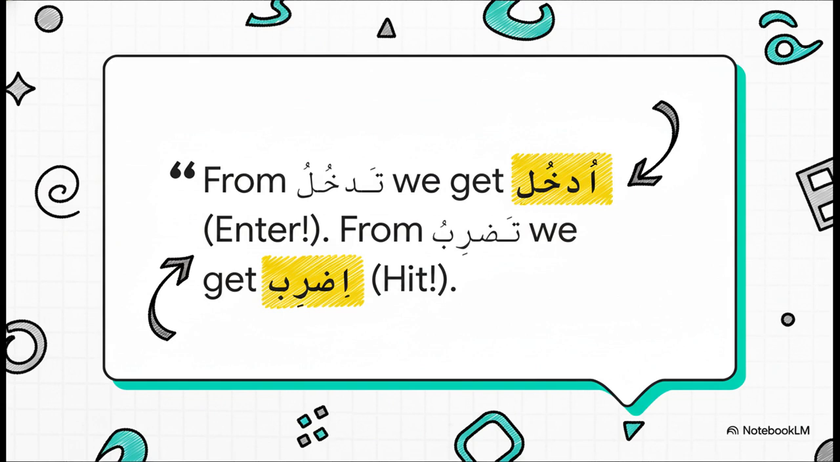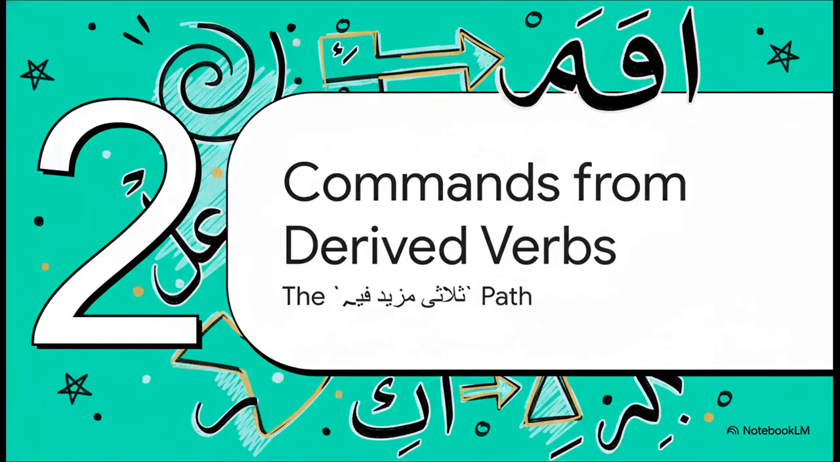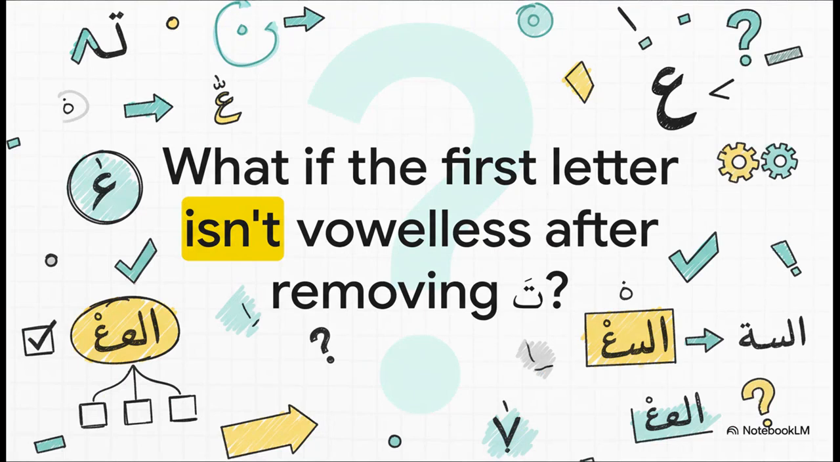It just works. All right, let's switch gears and move on to the derived verb forms, the thulathi mazid fi. Because what we're about to see is how this whole process can actually get, believe it or not, a whole lot easier. This leads to a really interesting question, and honestly, this is the key that unlocks why derived verbs can be so much simpler.